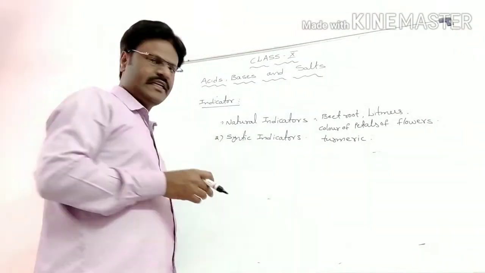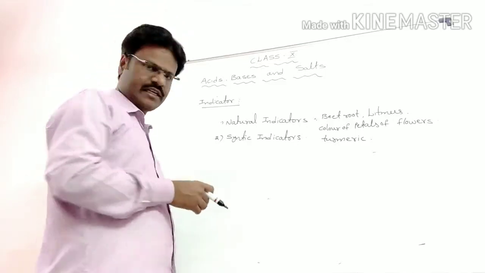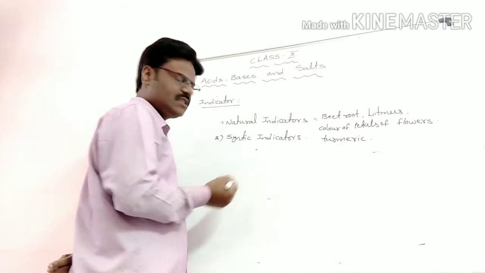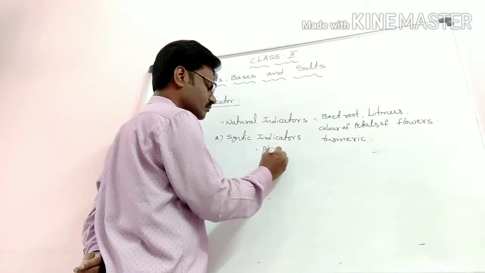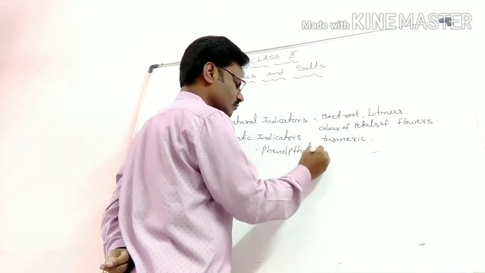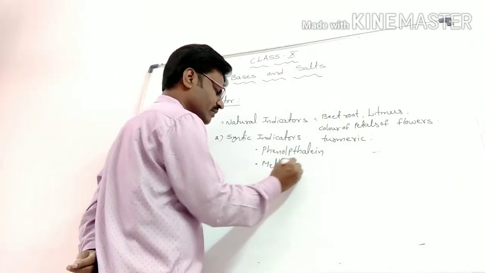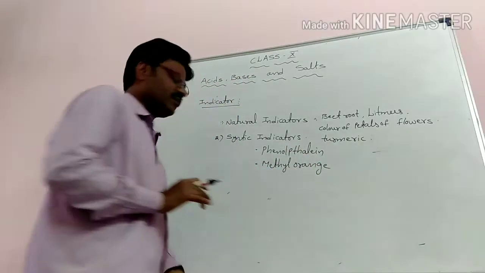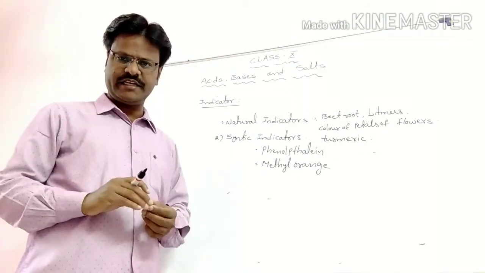Then what are synthetic indicators? Artificially, in a laboratory, we make some indicators. Examples of synthetic indicators are phenolphthalein and methyl orange. These indicators are prepared in a laboratory, so that's why we call them synthetic indicators.